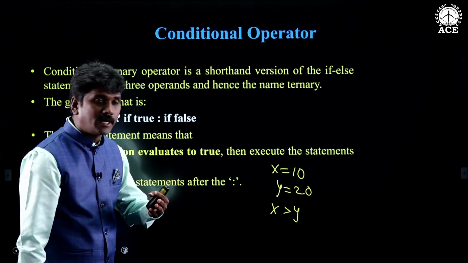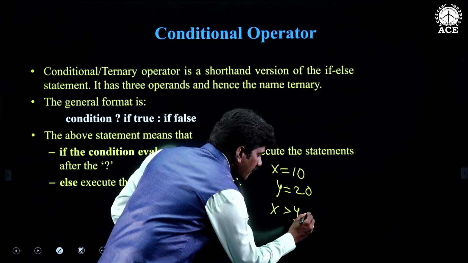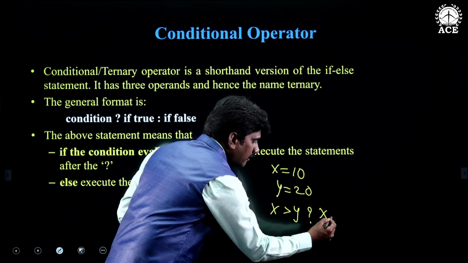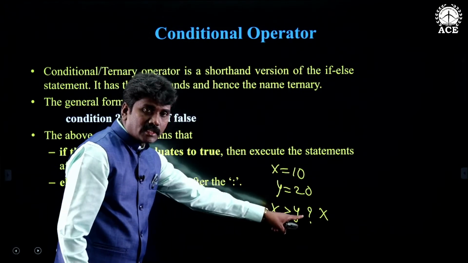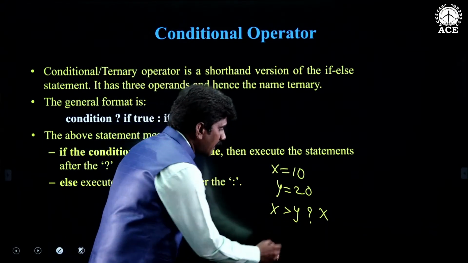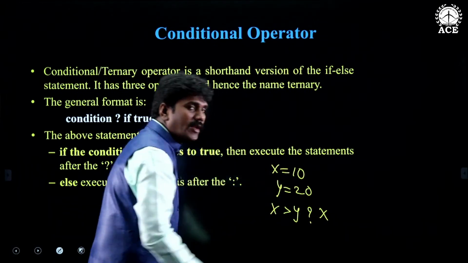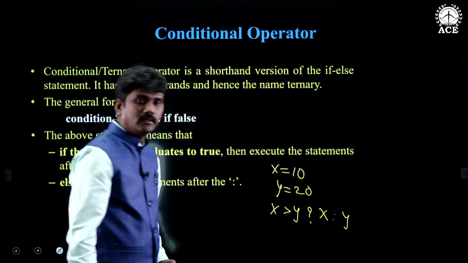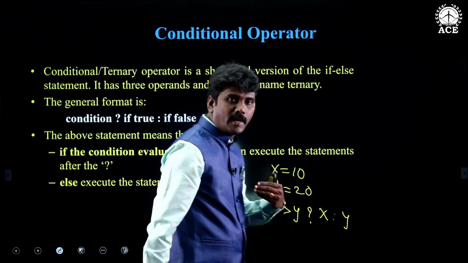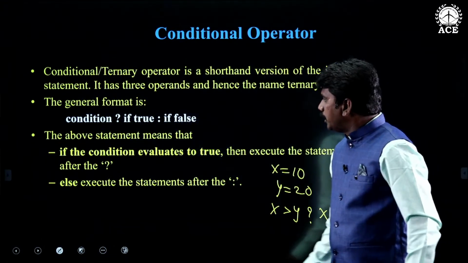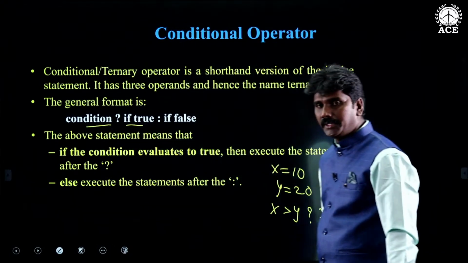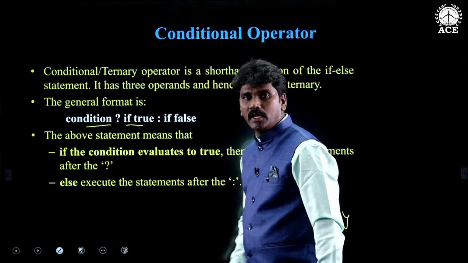Then how is it going to be? x is greater than y. How will the conditional statement be? x is greater than y, question mark, x. If x greater than y is true, then x will be the result. Otherwise, y will be the result. As per the conditional statement we have learned, if expression 1, or this condition, is true, then this part will be executed. Otherwise, the part after the colon will be executed.